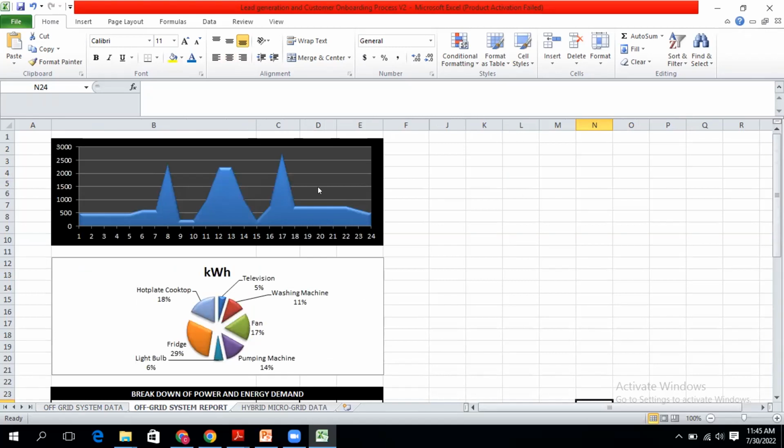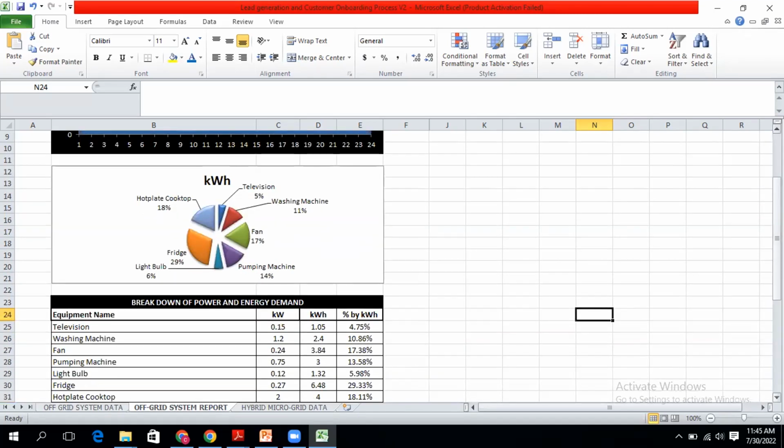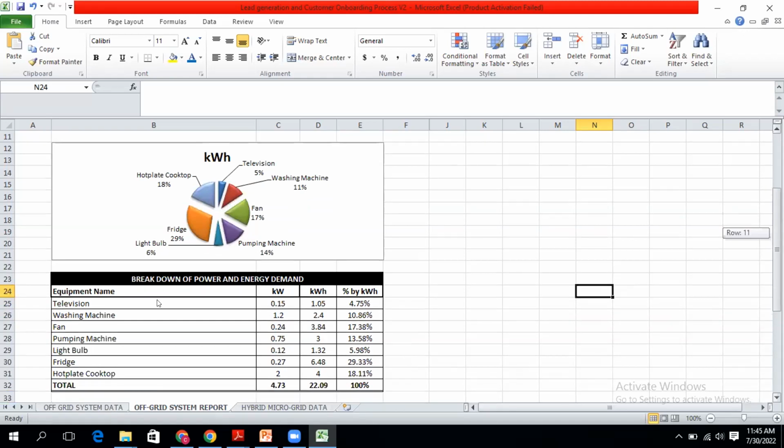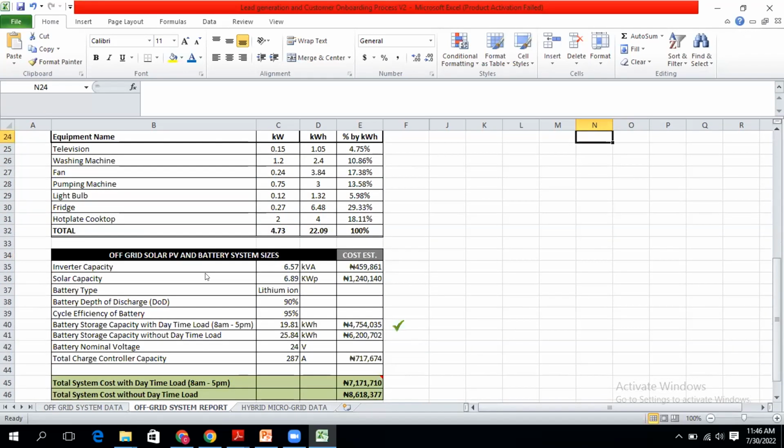It's not just about the load profile and the breakdown of energy consumption. It can also go down and give you the system design. This is the table of the load breakdown that generated this chart here. You can also go down and see the off-grid solar PV and battery system sizes. For that information, the inverter capacity that you will need is 6.57 kVA.